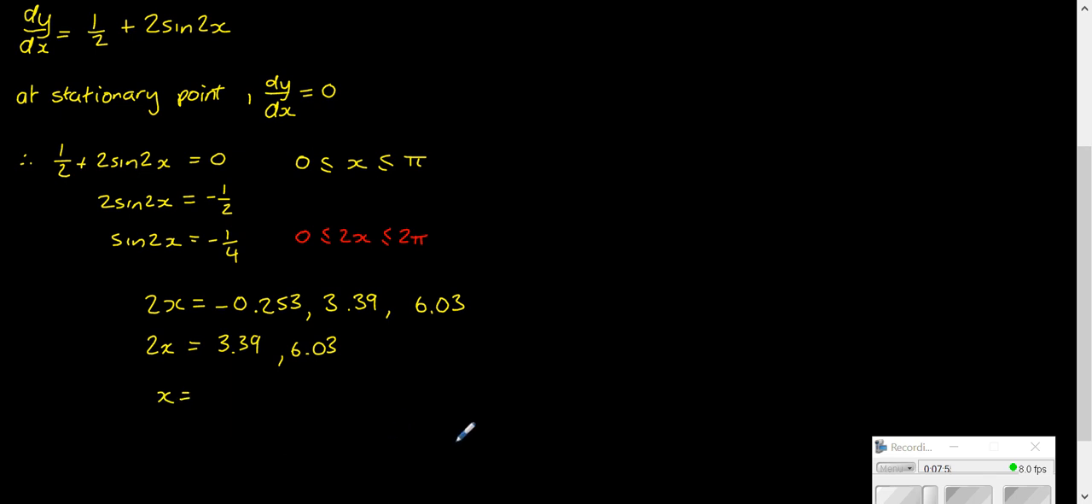And then we can divide by 2 to find our x values. So 3.39 over 2, we just end up with 1.69. I left it unrounded in my calculator. And then the 6.03 divided by 2, there we get 3.02. And those are our two values of x, which give us a stationary point on that curve.